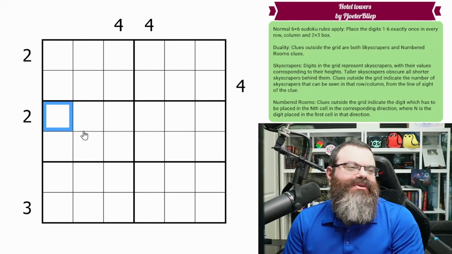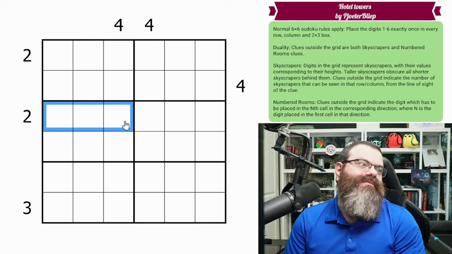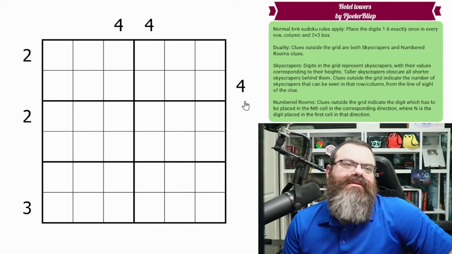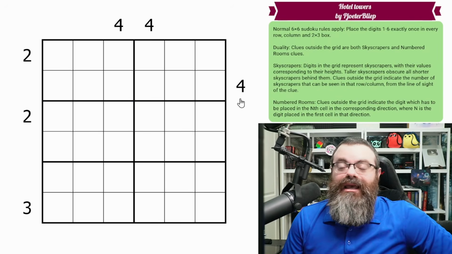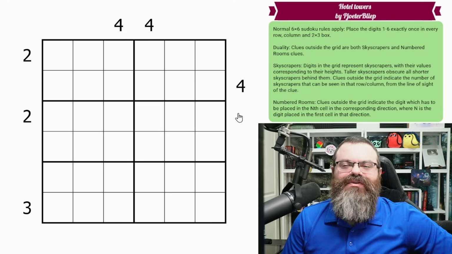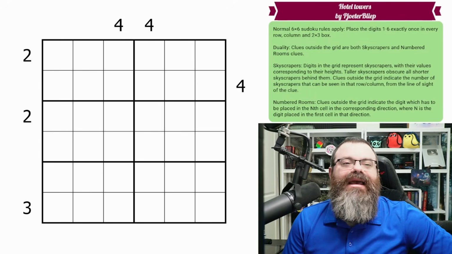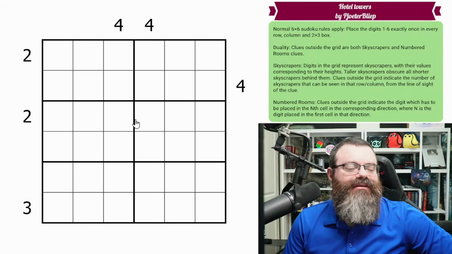Here, this places the 2. So if this was a 3, we count 1, 2, 3. We put a 2 there. All right. And so remember, they are both skyscrapers and numbered rooms. And that's it. Those are the rules. There's a link in the description if you'd like to try the puzzle yourself. And I'm going to get started right now.